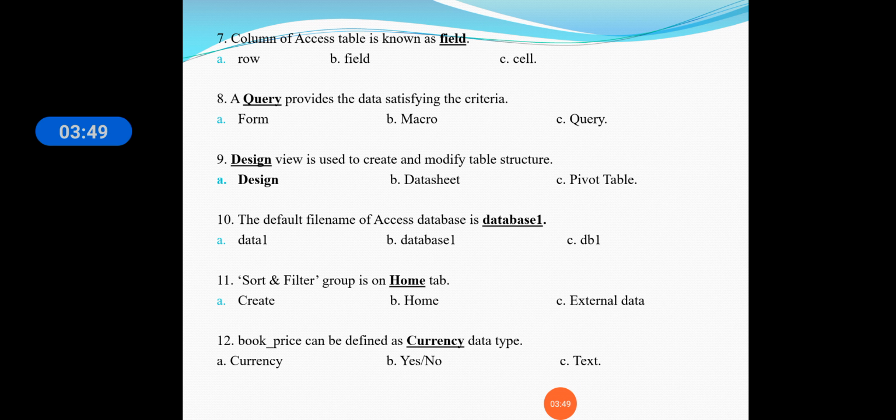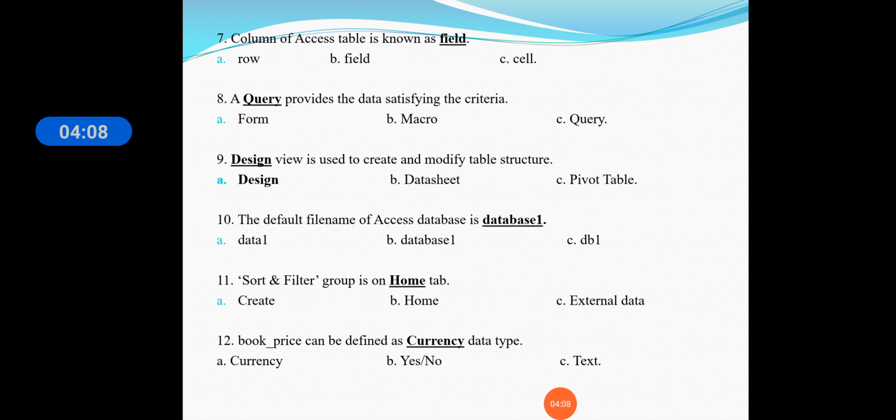Seventh one: column of an Access table is known as dash. Options are A row, B field, C cell. So the answer is field here. Column of an Access table is known as field. Okay, every column is known as a field here.